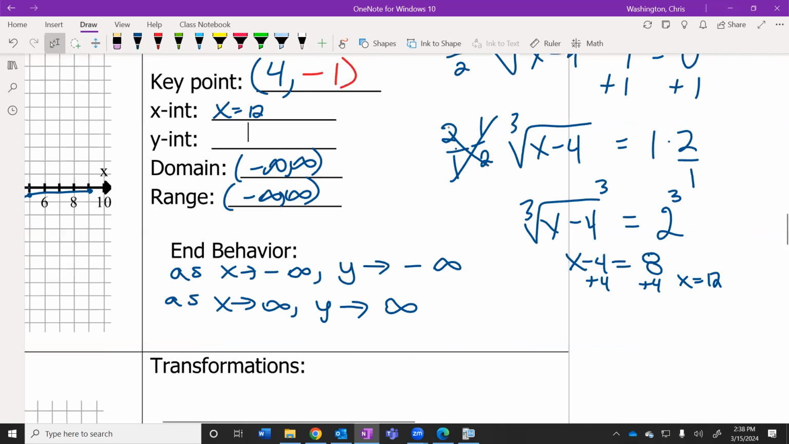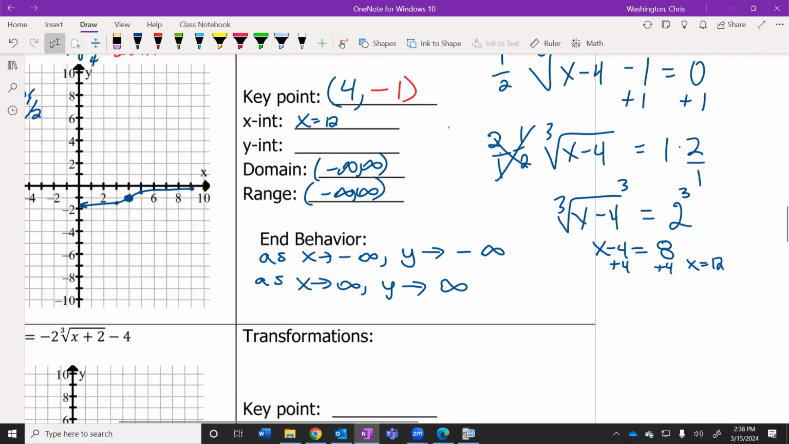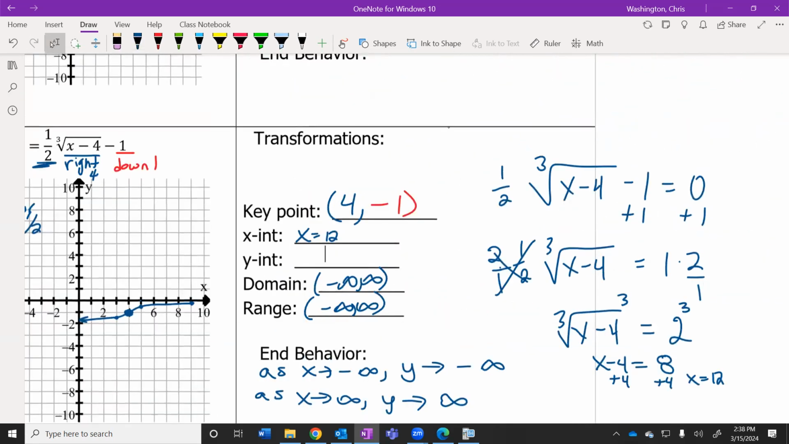How do we find the y-intercept? The y-intercept is actually the easier one. We're just going to type it in the calculator. Y equals 1/2 times the cube root of 0 minus 4, minus 1. We're just going to plug 0 in for x for the y-intercept. Always. It doesn't matter what function we have.